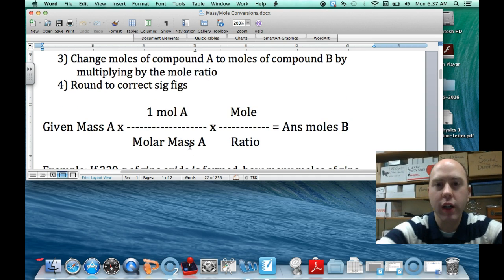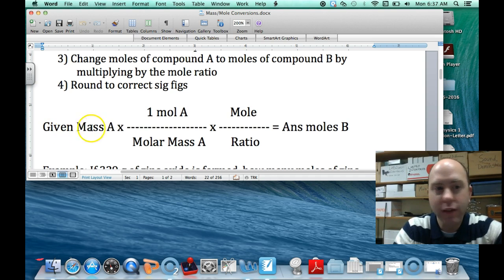Here's a little shortcut equation I like to use. Again, I'll give you this mass, whatever A is. Let's just pretend it's oxygen. So let's say given mass A. So I'll say 18 grams of oxygen. Well, first thing you need to do is you have to change it to moles. How? You put 1 mole of A, in this case we'll say oxygen, on top, divided by the molar mass of A, which is oxygen. So this would be 32 because oxygen's O2.